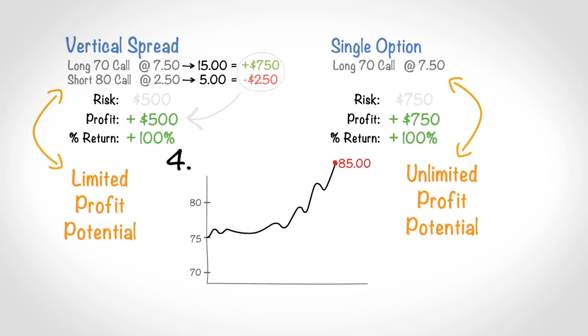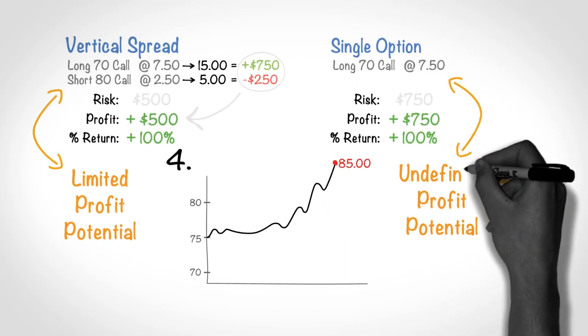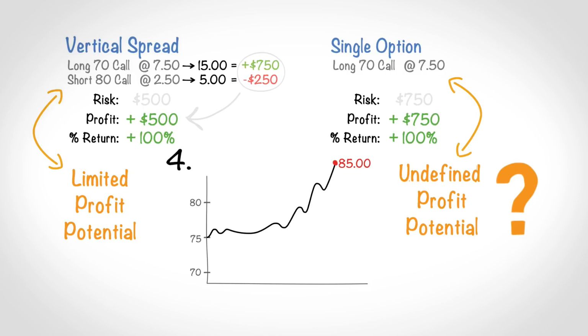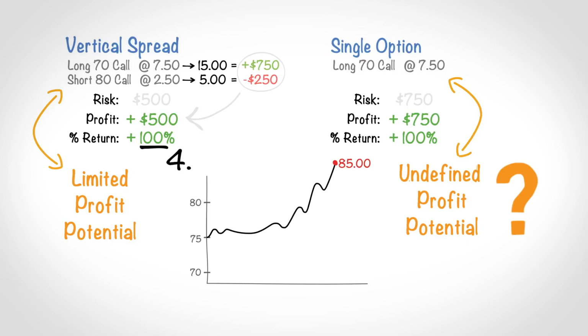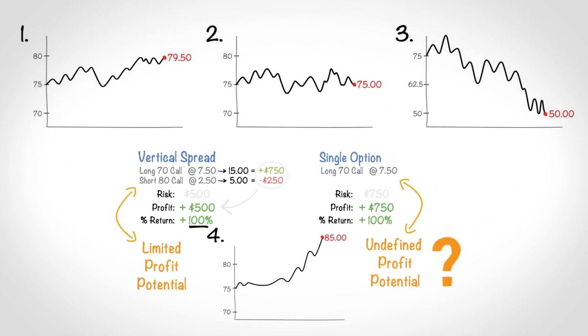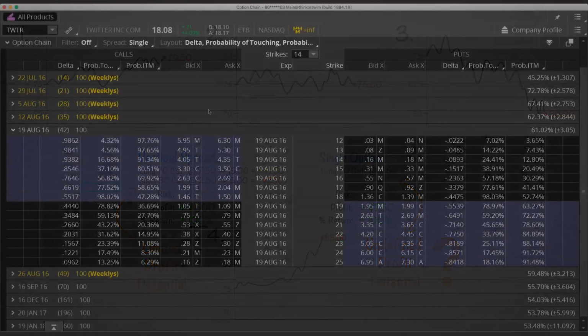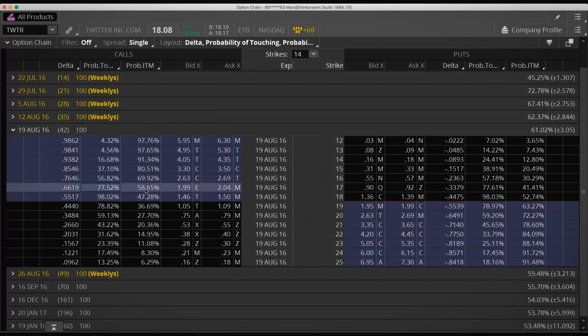But is the profit potential really unlimited? Of course not. That's just theoretical, because theoretically a stock can go to infinity. But look, you still made 100% return on capital on the vertical spread, so what is there to be upset about? And trust me, these three scenarios are going to happen way more often, and the vertical spread will pay you far more in the long run than the few times you might eventually hit a home run with buying the naked option.